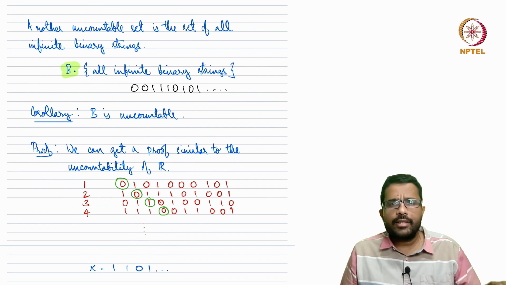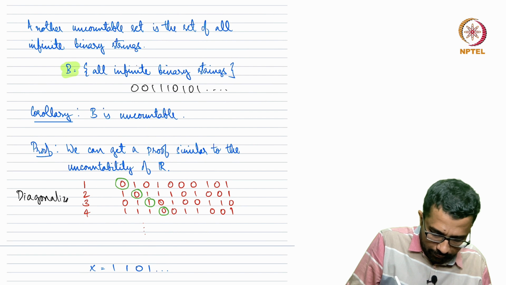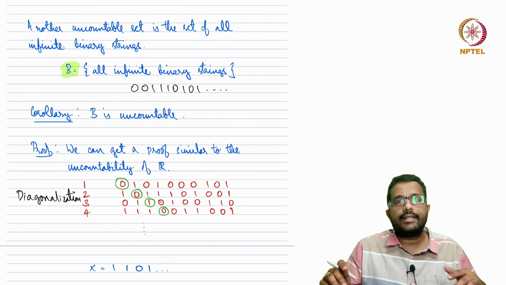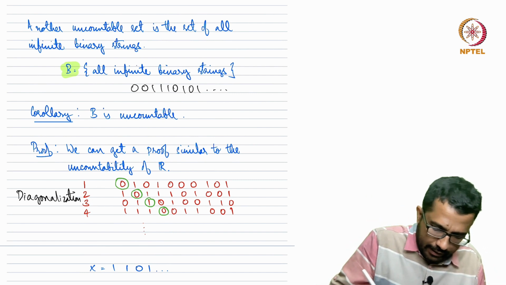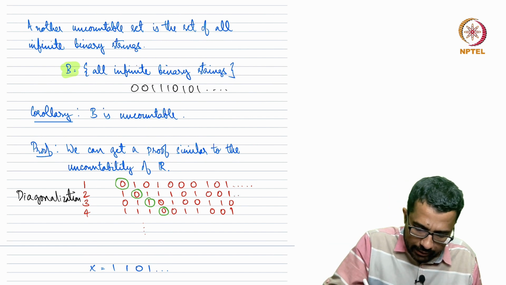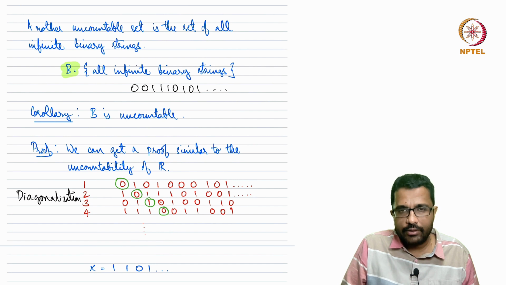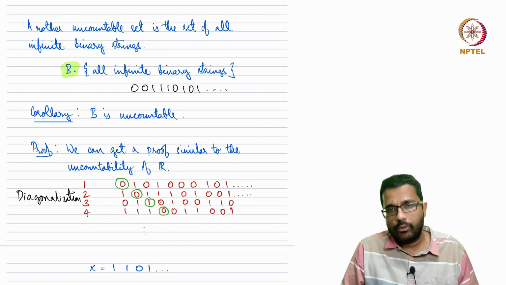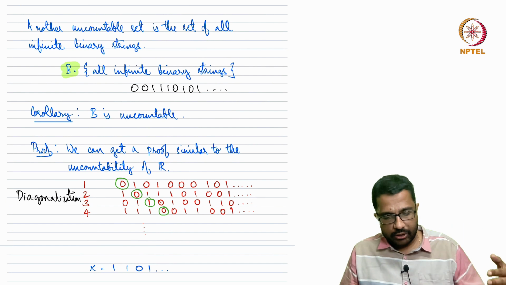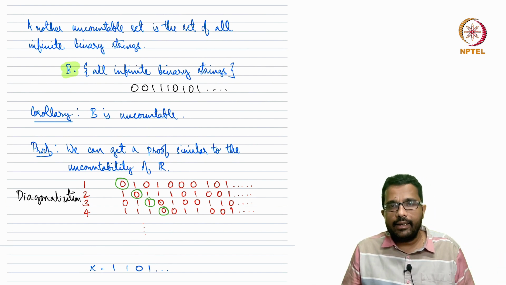Why is that? We can use the same diagonalization argument used in the uncountability of R. Suppose it is indeed countable, which means there is a listing of the elements of B. Let's say the first string in the listing was 0, 1, 0, 1, 0, 0, 0, 1, 0, 1. The second was 1, 0, 1, 1, 1, 0, 1, 0, 0, 1. The third was 0, 1, 1, 0, 1, 0, 0, 1, 1, 0. The fourth is 1, 1, 1, 0, 0, 1, 1, 0, 0, 1. Suppose there is some listing or ordering possible of all the elements of B, where each element is an infinitely long binary string.